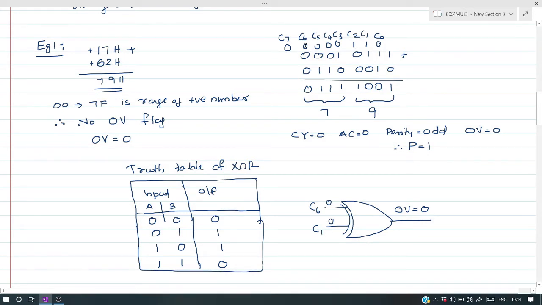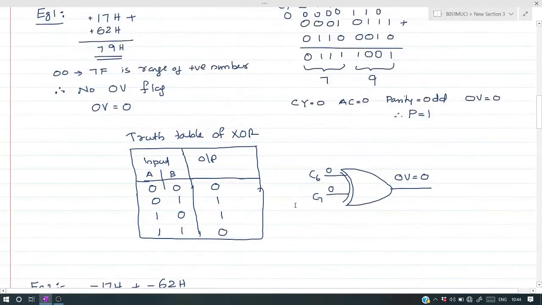In this case, carries C6 and C7 are used as the inputs to the XOR gate. Here, C6 is 0 and C7 is 0. Therefore, the inputs are similar, and for similar inputs, the output of the XOR gate is 0. Therefore, the overflow flag is 0. So this logic is used to create the overflow flag in the 8051 microcontroller.